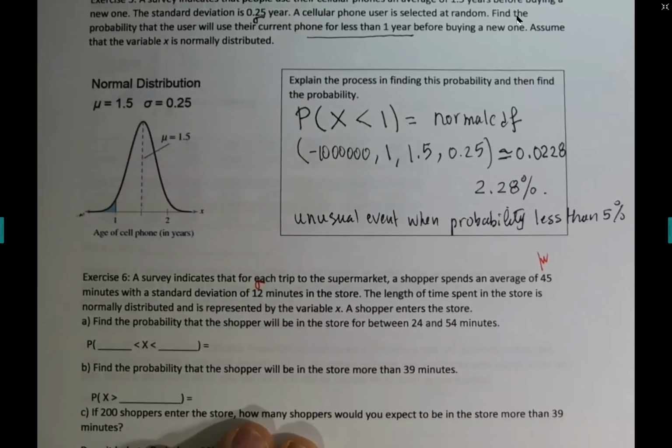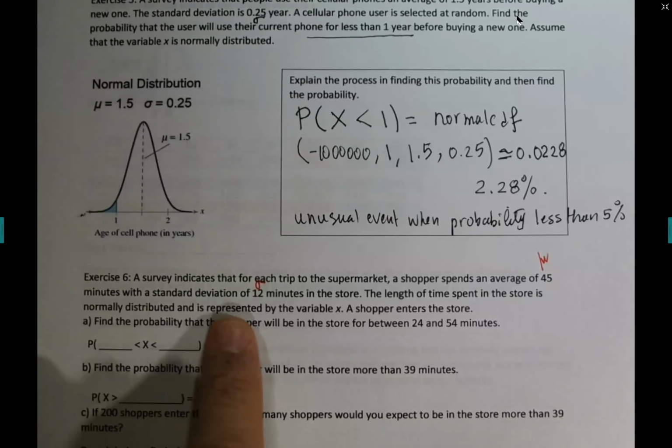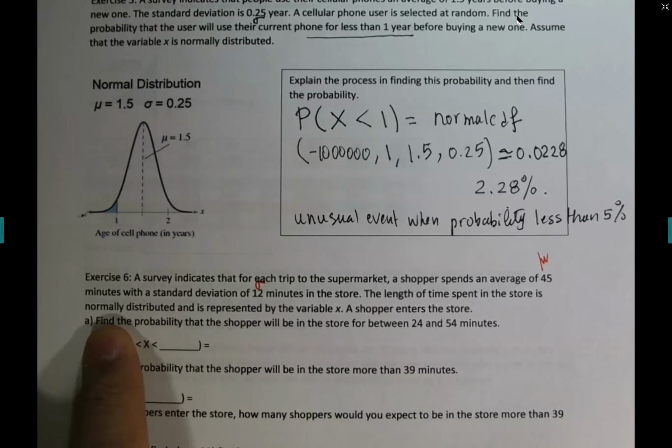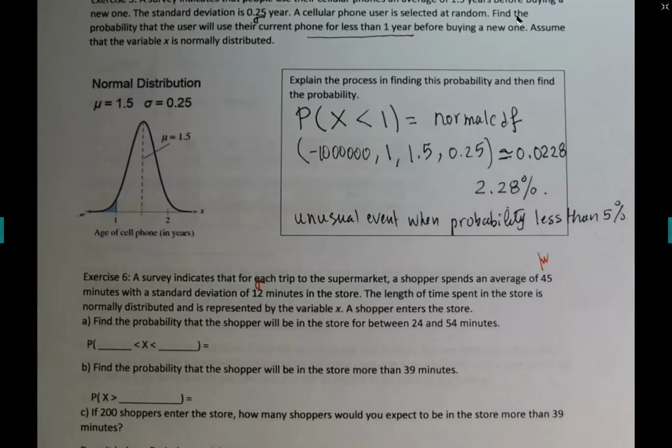Normally means bell-shaped. All the work that we're doing, guys, is based on us having a bell-shaped curve. If we don't have a bell-shaped curve, this work will not hold. That wouldn't be valid. It's all based on the distribution being symmetric like this. And he says it is. Normally distributed means bell-shaped. So we have a shopper who entered the store. We know on average people will spend 45 minutes at the store, plus or minus 12 minutes. Remember, a standard deviation of 12 means it could be a plus 12 or it could be a minus 12.